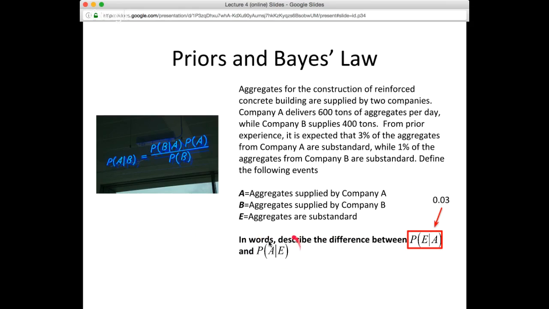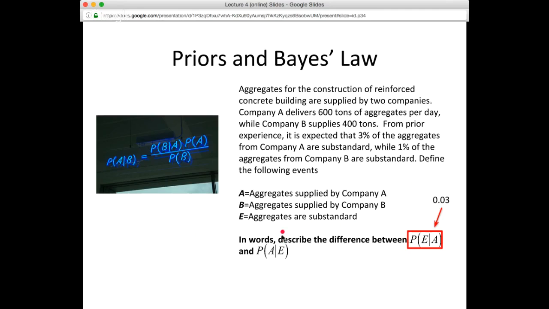What about the probability of A given E? What does that mean? In this case, we're conditioning on E, which is that the aggregates are substandard. So we find that some aggregates in the 1,000 tons delivered, some sample of that delivery, are substandard. And we want to know the probability that those substandard aggregates came from Company A. So it's very different. It's not 3%. It's very different than the previous statement.